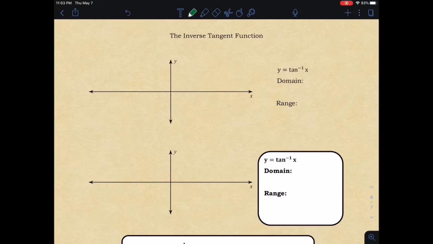Welcome back, guys. We're going to be taking a look at the inverse tangent function. So to do that, we're going to first graph the tangent function. If you remember, the tangent function has vertical asymptotes at odd multiples of pi over 2. Let me draw a few more. Heck, let's draw one more. And if you remember, the graph of the tangent function looks something like this.